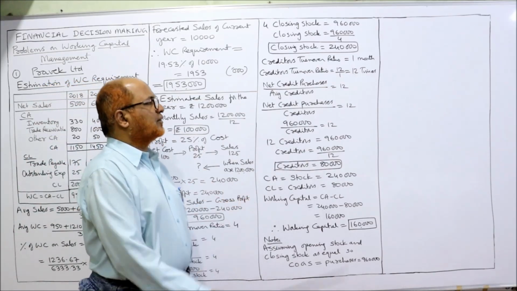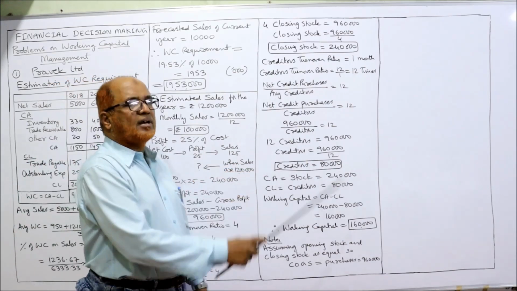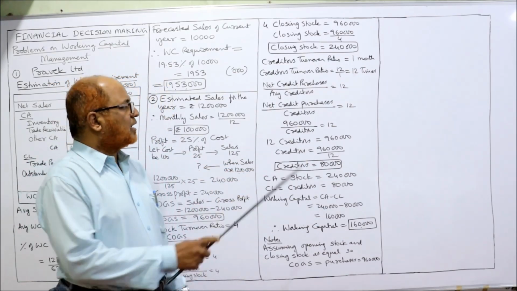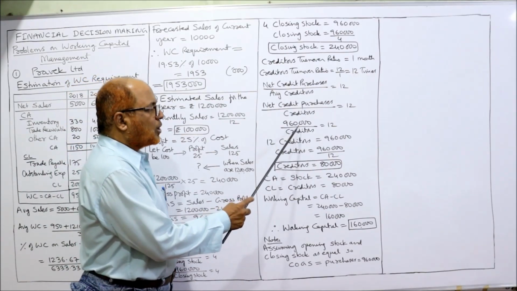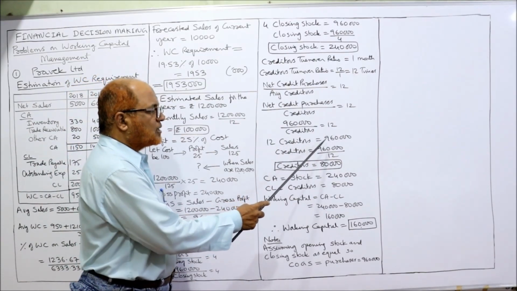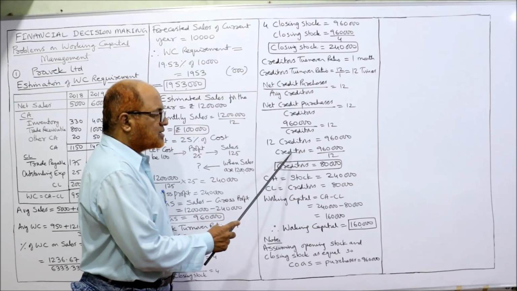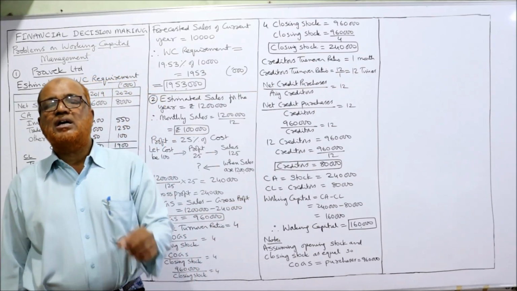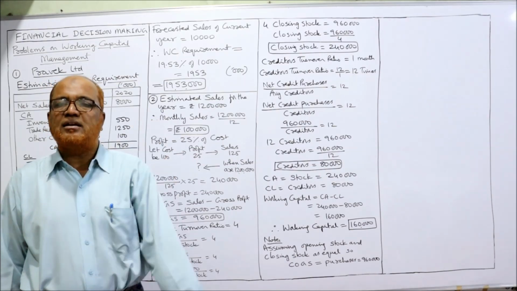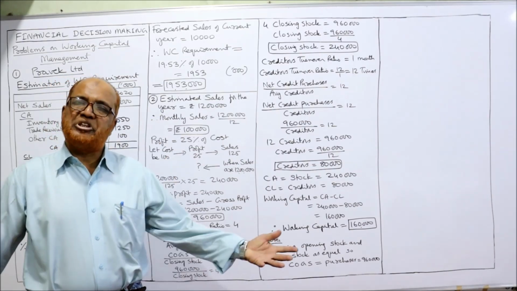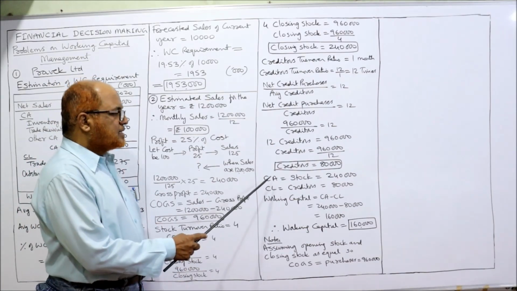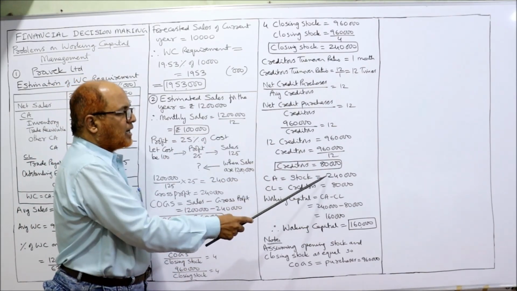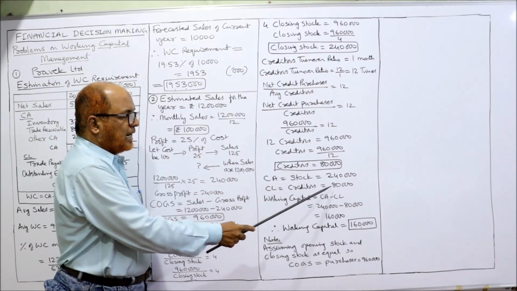Divided by creditors. We cannot calculate average creditors because we don't have opening creditors. So closing creditors we will take. To cross multiply, 12 creditors is equal to 9,60,000. Creditors is equal to 9,60,000 divided by 12. 80,000 is the creditors. That is the current liability. That's all. Now simply CA, current asset is the stock, 2,40,000. And current liability is the creditors, 80,000.